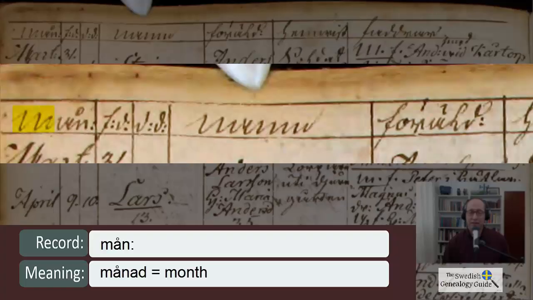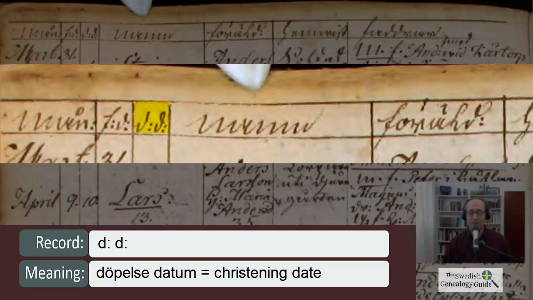So the first letter is M, and then it's a letter O, which is the A with a circle above it. And notice that he did not close the A at the top. This is a very typical example of Gothic handwriting. And then we have the letter N. This word is an abbreviation for månad, which means month. And then the next column is FD, which probably stands for födelsedatum, which is a birthday. And then the next column heading is DD, which is döpelsedatum, or the christening date.